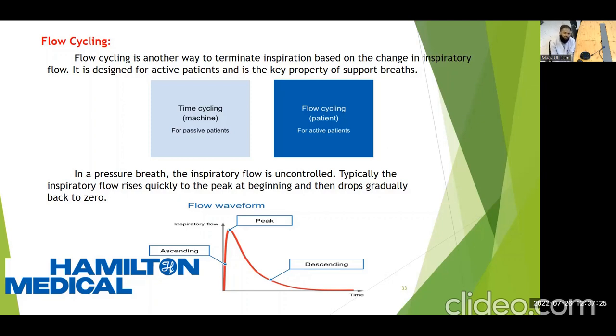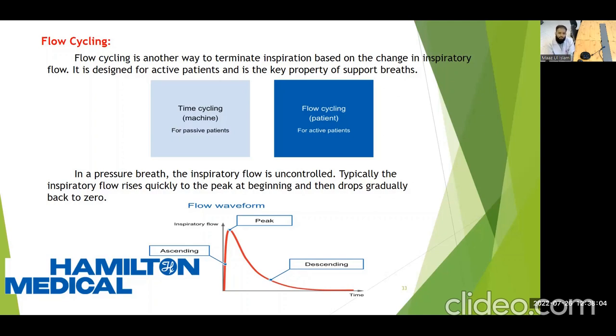In a pressure breath, the inspiratory flow is uncontrolled. If you set the pressure to 20, or to 25, the inspiratory flow or the volume will be uncontrolled. Sometimes the volume achieved at the target pressure will be 300, sometimes 400, sometimes 500. In a pressure breath, the ventilator targets the desired pressure, whether pressure control or pressure support.